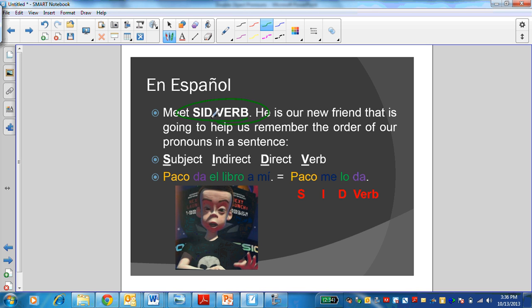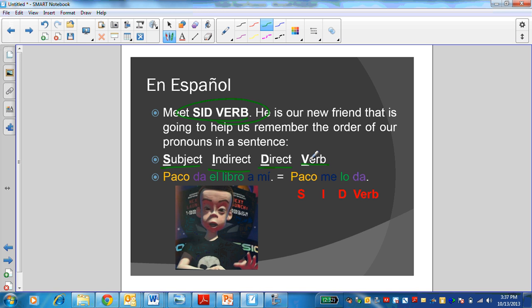Él se llama Sid Verb. All right, he's going to help us remember the order of the pronouns in a sentence. And what does Sid Verb stand for? The S in Sid stands for the subject. Okay, the I in Sid stands for the indirect object pronoun. The direct object pronoun will be where the D comes in, okay? And verb is obviously the verb in the sentence. So Sid Verb is going to be the way we're going to remember how to form these sentences.